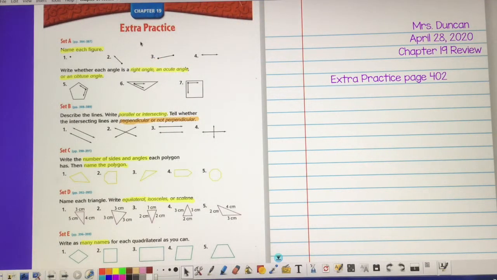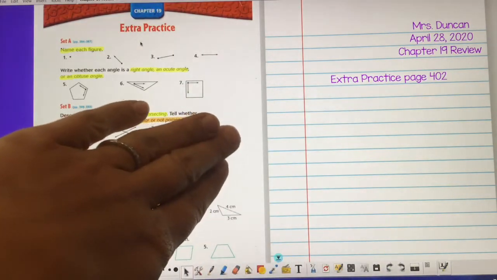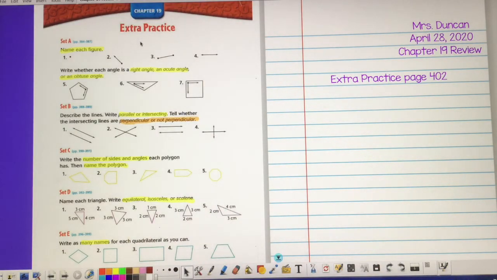Right, third grade, this is extra practice for chapter 19, page 402. You're going to need to make sure you have your book as well as a sheet of paper. You can see on the sheet of paper, I still have my pink line on the left side. I have my name, the date, and the label. As we're going through this, this is actually your homework.